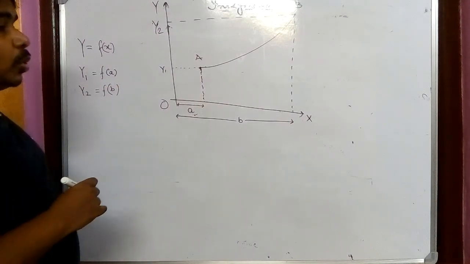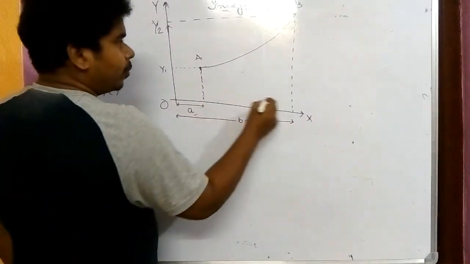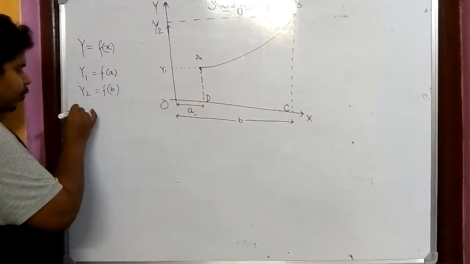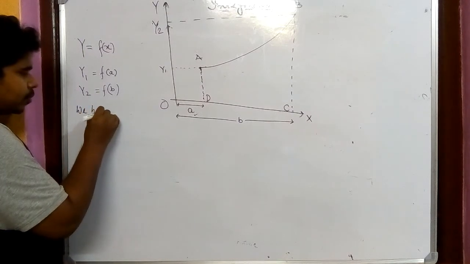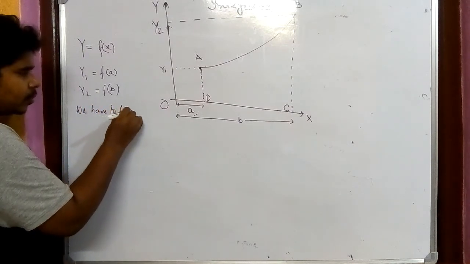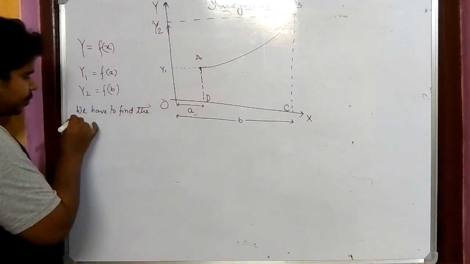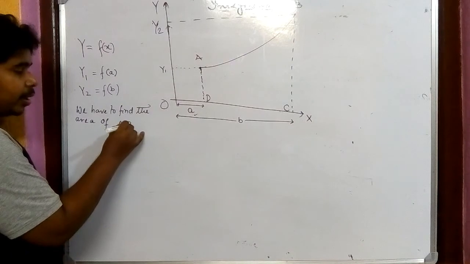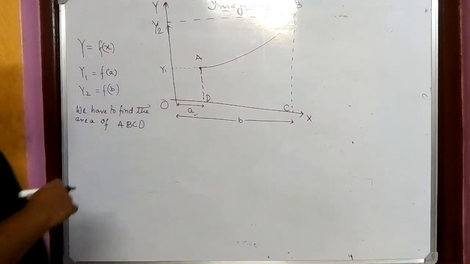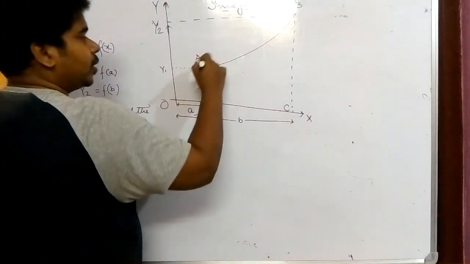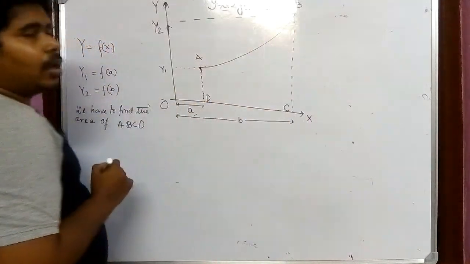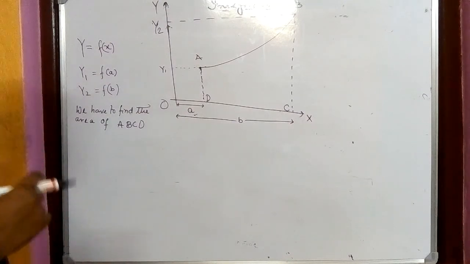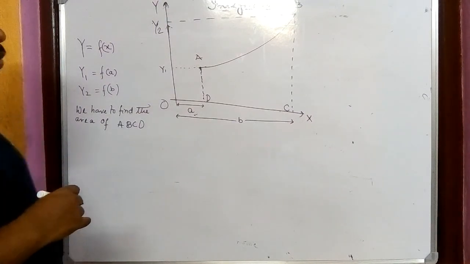Now what is told to us? Assume we have given the names C and D. We have to find the area of ABCD. We want to find the area of this ABCD. How do we find it? To find the area, we have to play a trick. What trick do we have to play?